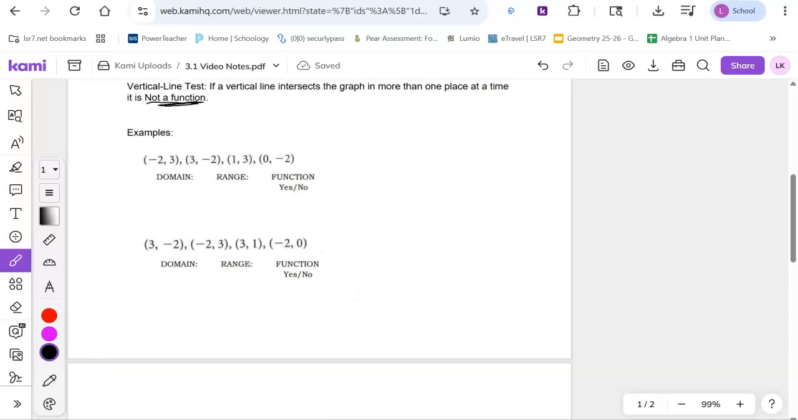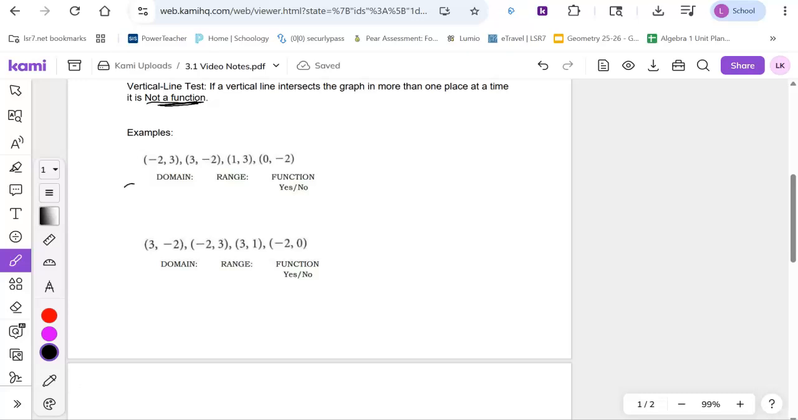So my first example is I need to define the domain, the range, and if it's a function. I'm going to do the domain and range in set form because, typically, you're going to do the interval or the inequality if it's a graph. These are set numbers, so that's what we're going to use.